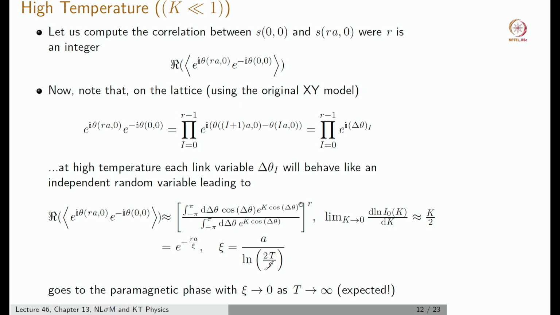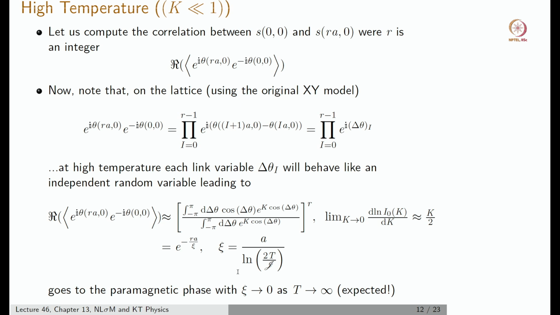And so since this is k by 2, you can conclude therefore that this correlation function goes as e to the minus r by c, the distance by c, where c is the correlation length, and this correlation length you see now goes to 0 as t goes to infinity. Okay. So this is the result, that you are going to this paramagnetic phase with 0 correlation. So it's exactly what we expected.